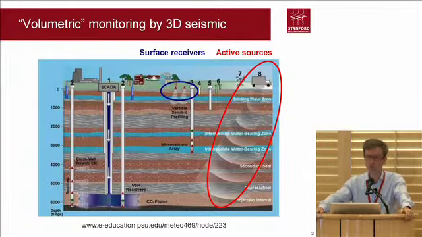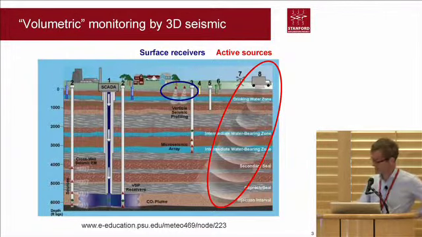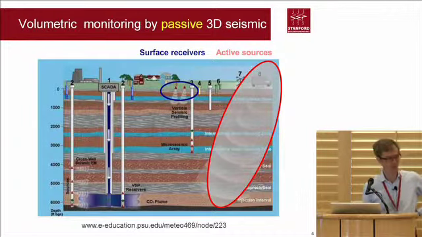And if you think that you want to do that every 6 months, every year, depending on the time scale that you think you need, and you have to do that for centuries, then I guess the budget gets big pretty quickly. What I'm going to talk about is actually getting rid of the sources and just having the receivers.